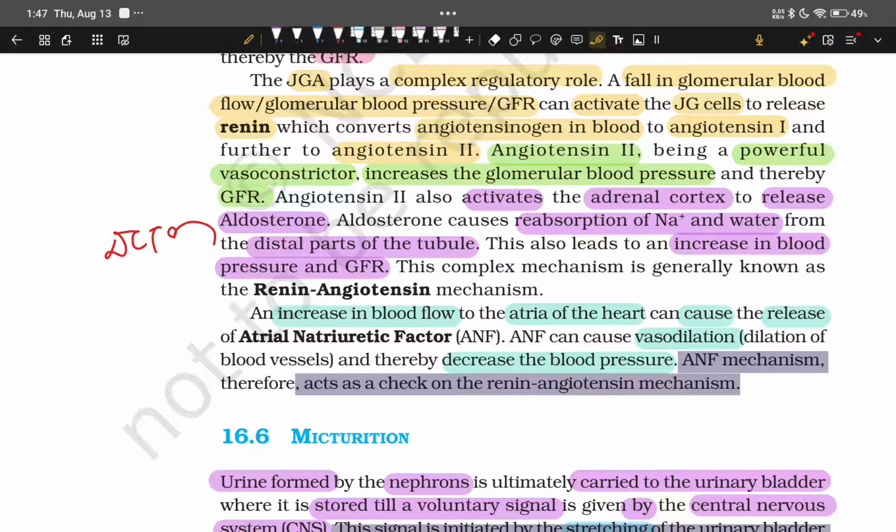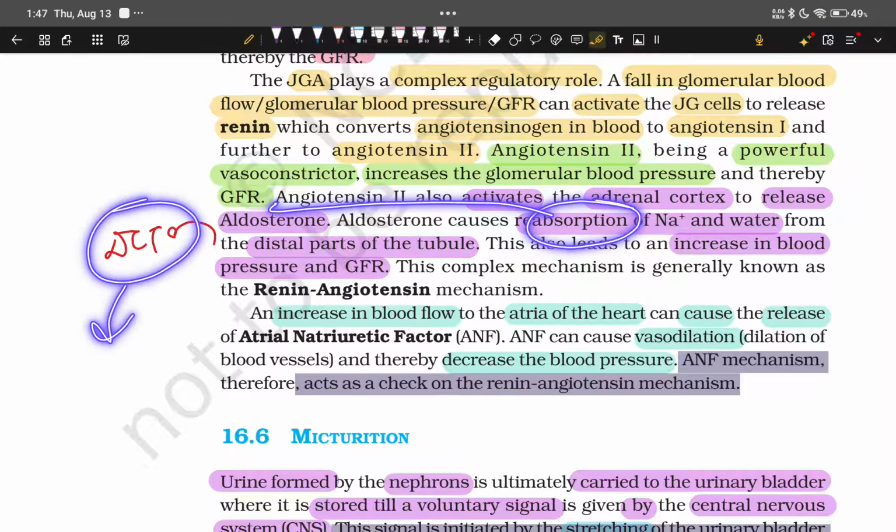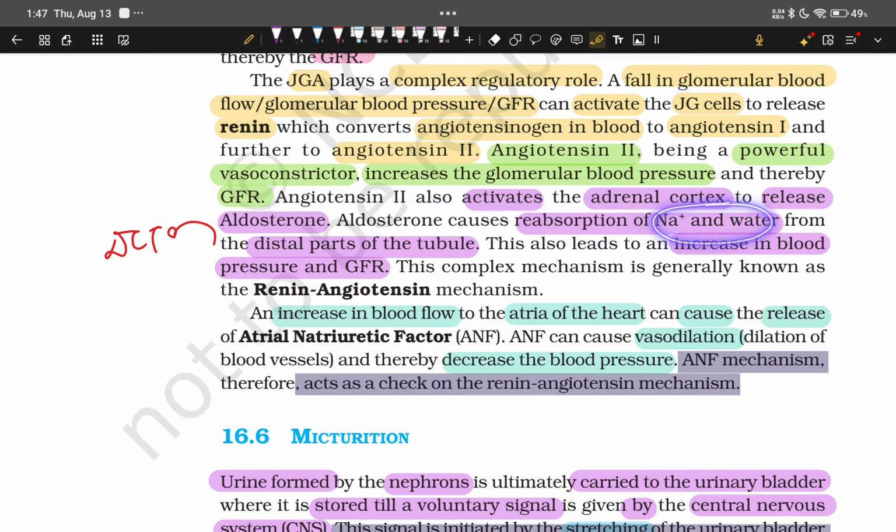That's it. So the adrenal cortex is activated, not the medulla. The cortex is activated, which releases aldosterone, and aldosterone causes reabsorption, and that is why it was written in NCERT. You remember that conditional reabsorption of sodium and water takes place because of this only. Then this is called the renin angiotensin mechanism.